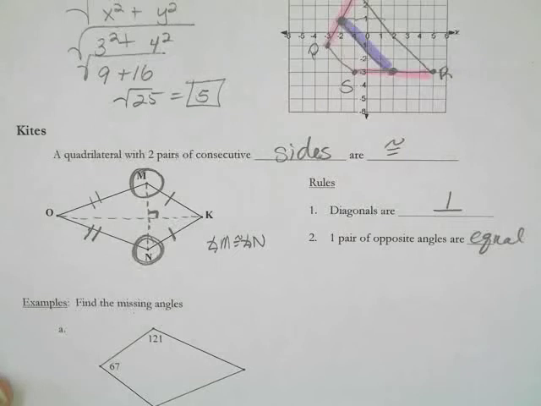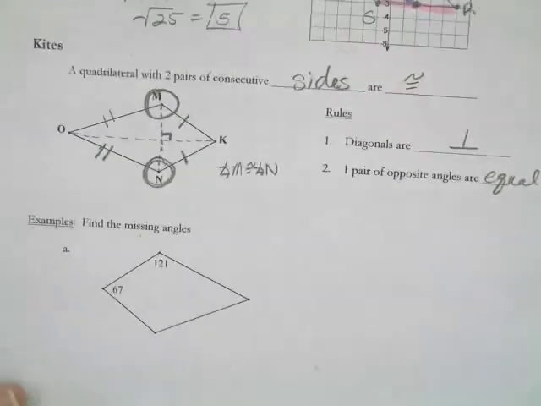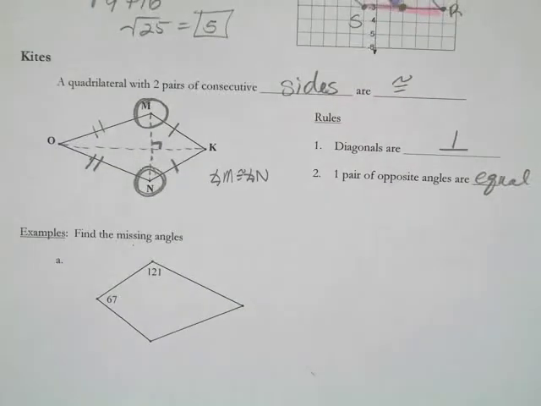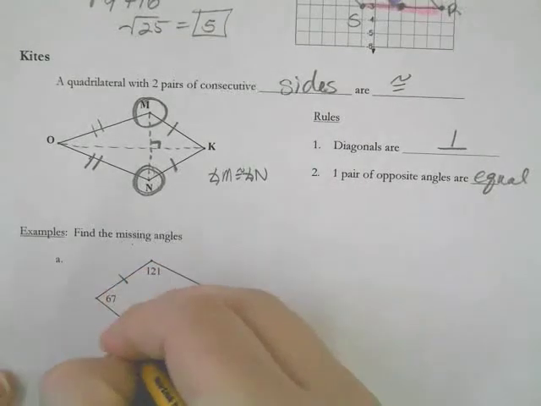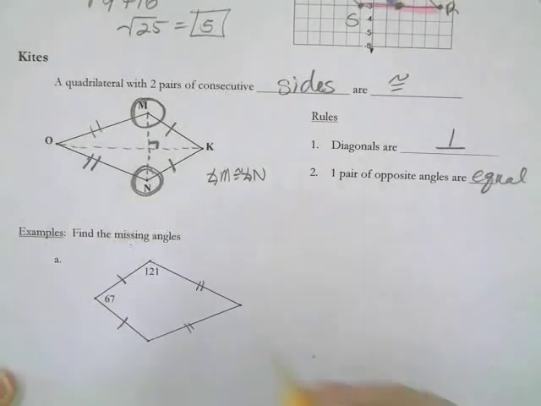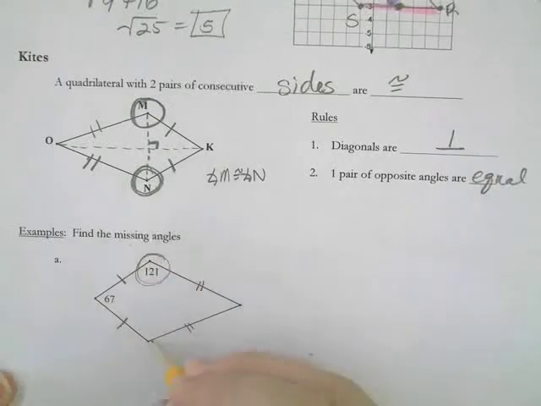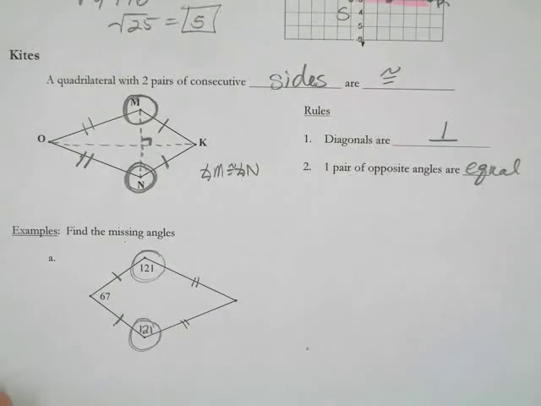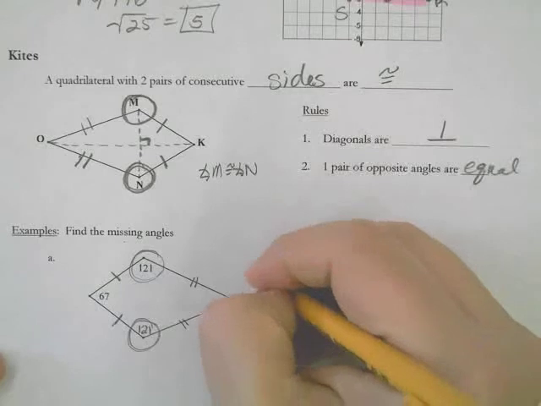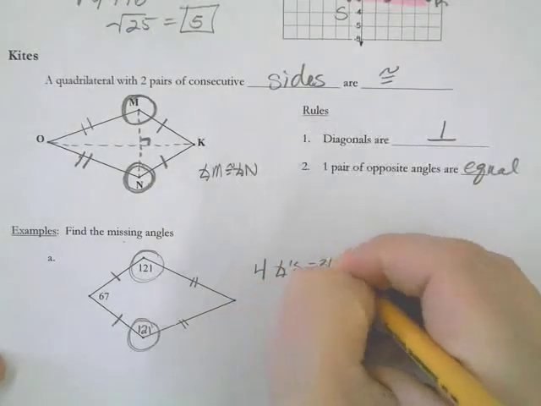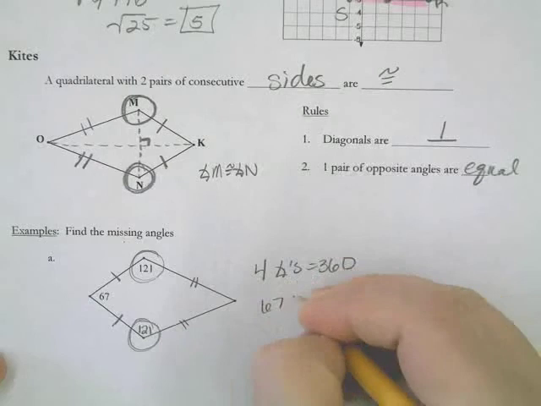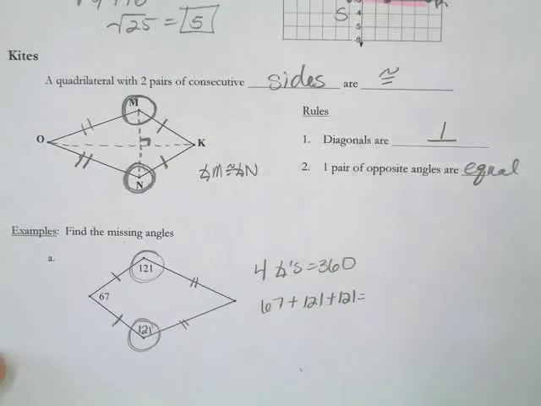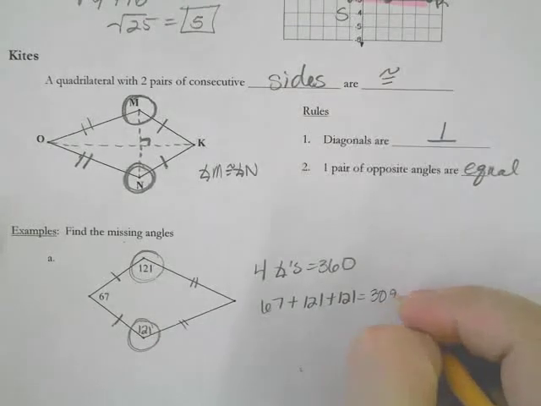So what I'd like you to do is look at letter A and see if you can find those angles. So I'm going to start off by marking this. And I'm hoping you recognize that this is the top one and this is the other one. So this is 121. And then this is a quadrilateral. And the 4 angles in a quadrilateral equal 360. So 67 plus 121 plus 121. Let's see what that is. Gives us 309. And 360 minus 309 is 51.